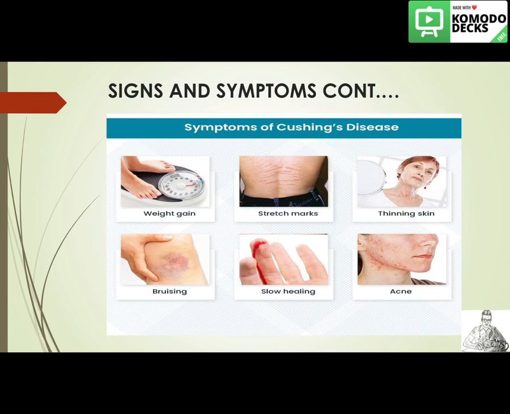This is how a Cushing's syndrome patient looks: stretch marks on the skin, thinning of skin, bruising, slow wound healing, and acne.